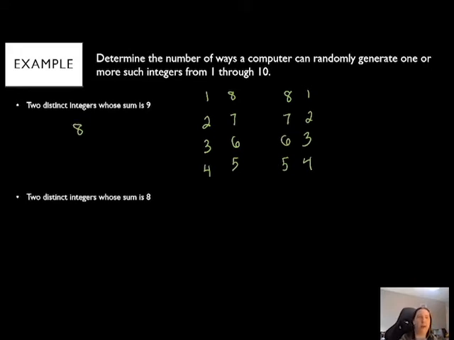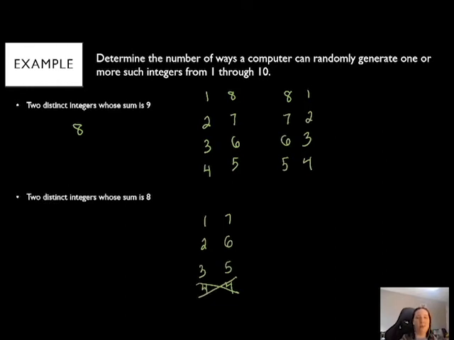And you can do the same thing for 2 distinct integers whose sum is 8. So our choices are 1 and 7, 2 and 6, 3 and 5, and then 4 and 4, because you could pick the same number here. Now 4 and 4, it says distinct integers, so 4 and 4 are not distinct. Distinct means that they're 2 different integers. So even though that adds up to 8, that's not included in our question here.